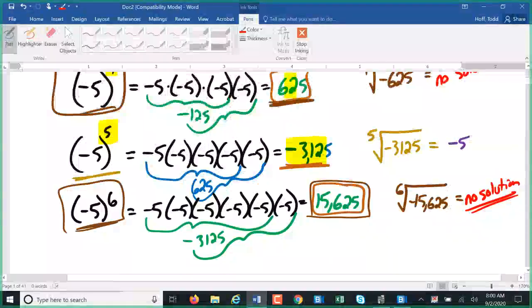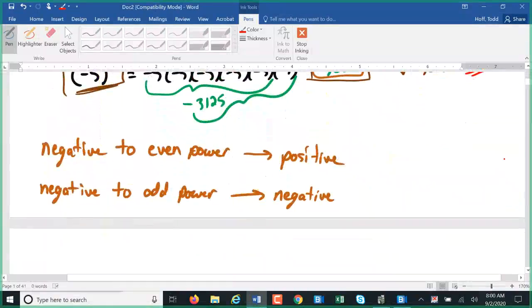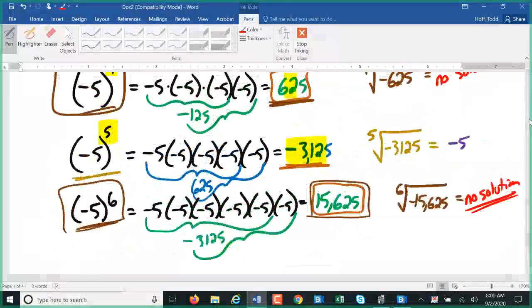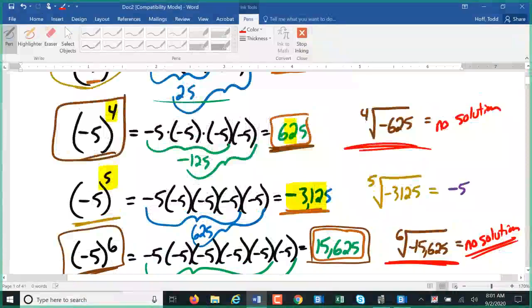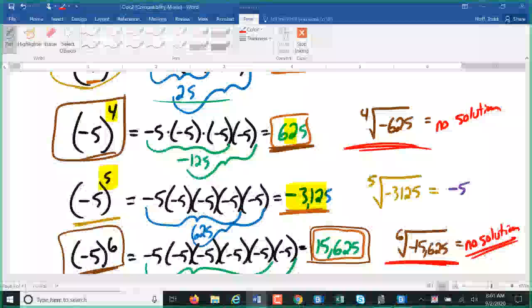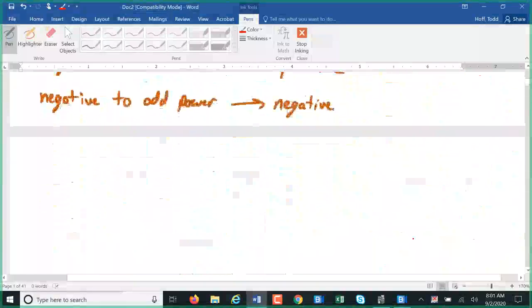So because of that idea that a negative number to an even power is always going to be positive, that means when we do a root with an even index, like 4 or 6, or even just a square root, we cannot take that even root of a negative number. There's no solution to that. No negative number to an even power will give us back a negative.